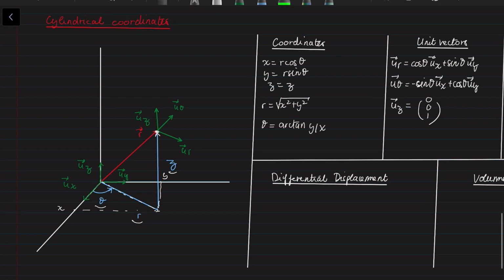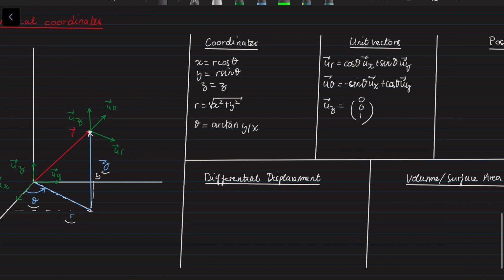If we look at the expressions for our coordinates, x is equal to r cosine theta, which is the same as polar coordinates, y is r sine theta, and z is just z, the Cartesian coordinate z, so it's the height. Again, we have r equals the root of x squared plus y squared, and theta is the arctangent of y over x. To speed things up, I've rewritten the unit vectors because they're the same as the ones we've seen previously. So ur is cosine theta ux plus sine theta uy, u theta is minus sine theta ux plus cosine theta uy, and uz is just 0, 0, 1. Uz is the same Cartesian unit vector.